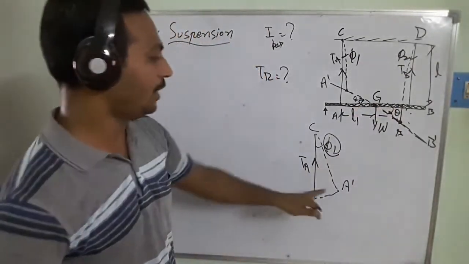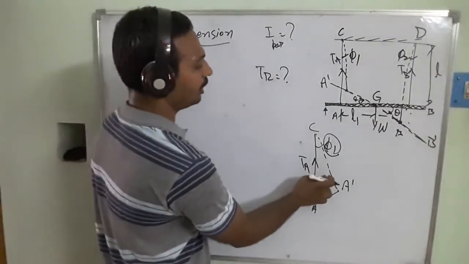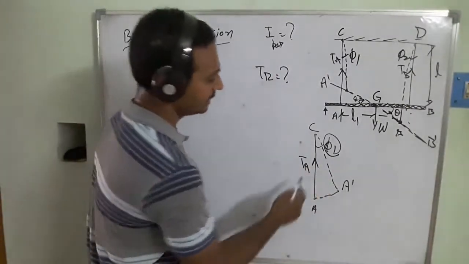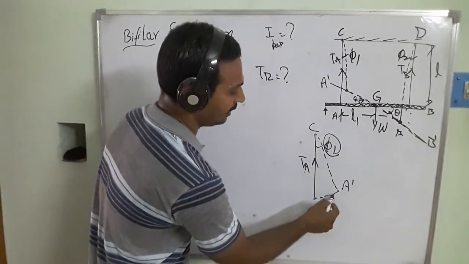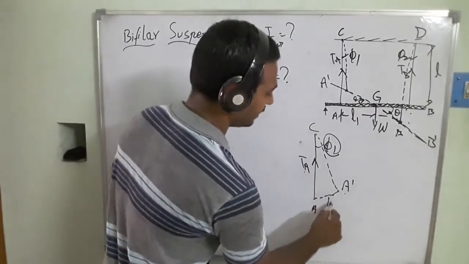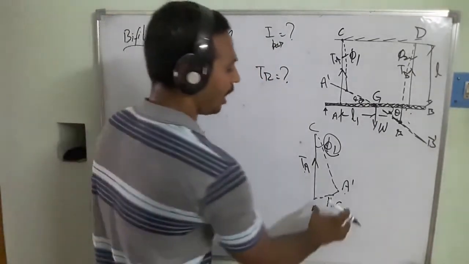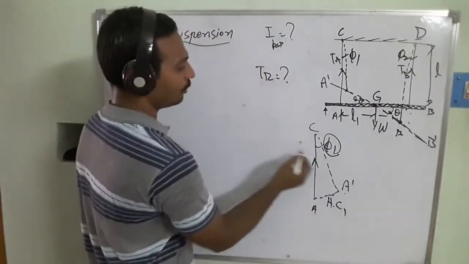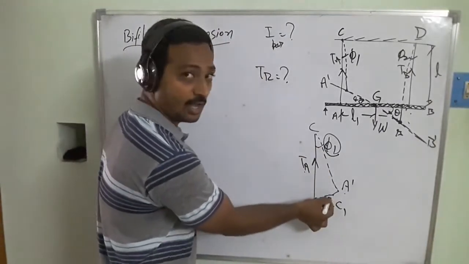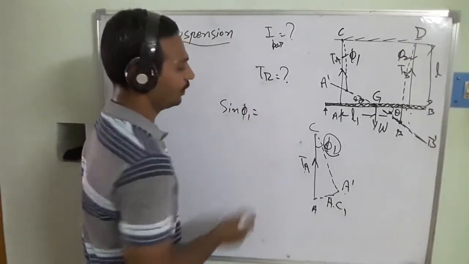So how are we going to calculate this component? In this case, I am going to take the force component. This is the TA, and A dash is the horizontal component. So I am going to say AA dash, the horizontal component HC1. How could you calculate HC1? Because this is the opposite side to the angle, I am going to write sin phi 1 is equal to, what is the formula?